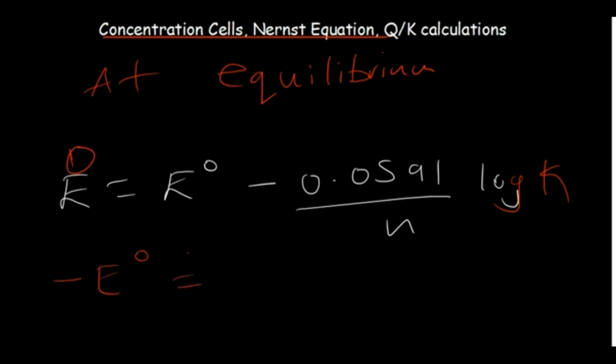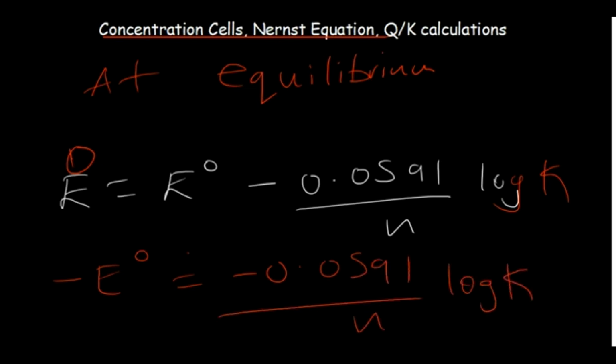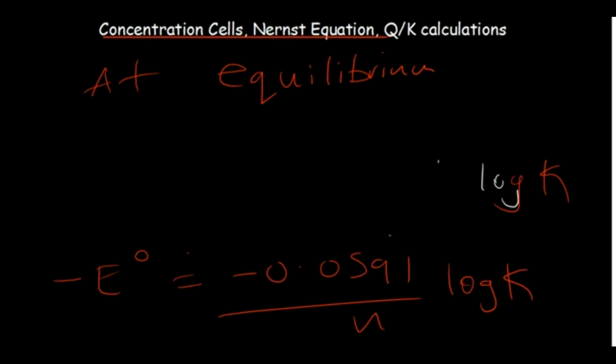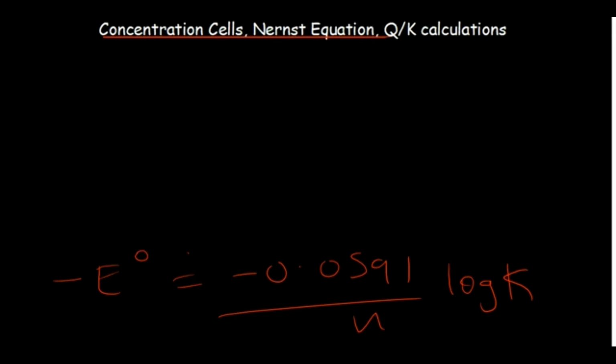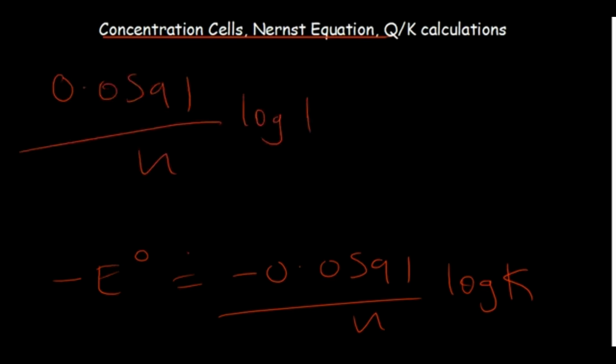And then you have negative 0.0591 over N, and then you have log K there. So now, these questions are going to require you to be able to calculate your K at equilibrium. Our goal is to make log K the subject. So how do you do that? Of course, you have 0.0591 over N, and then you have log K. I've just moved my right hand side to the left, and then I've divided by negative on both sides.